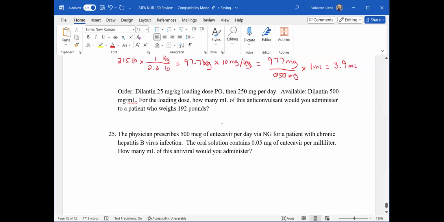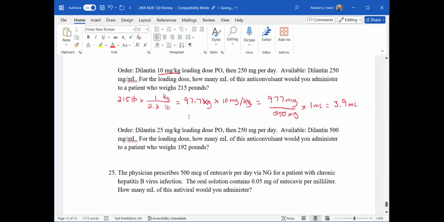All right, so I'm just going to go up to the previous one and then I'll have you do this one on your own. So if you're ready to do it, go ahead. Just so you know, the one I'm going to ask you to do is 25 milligrams per kilogram. Patient weight is 192 and your available is 500 milligrams per milliliter. Make sure you have all the correct data.